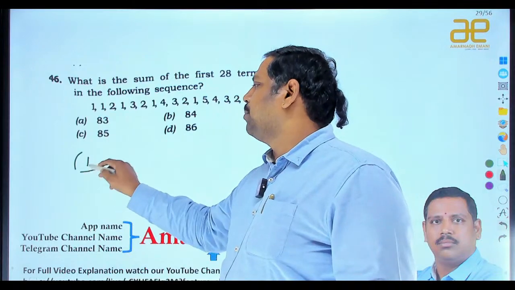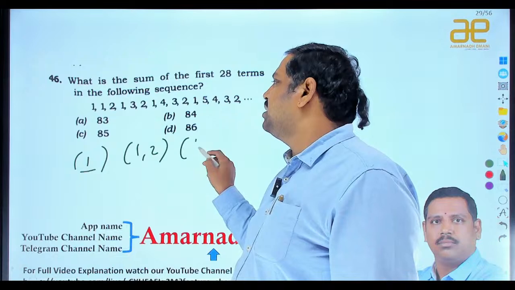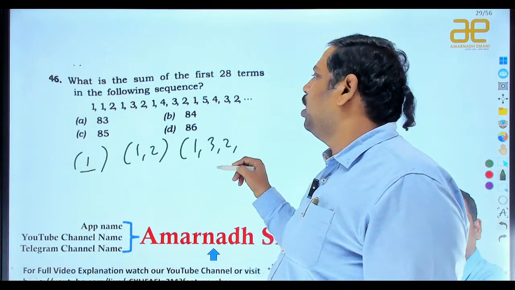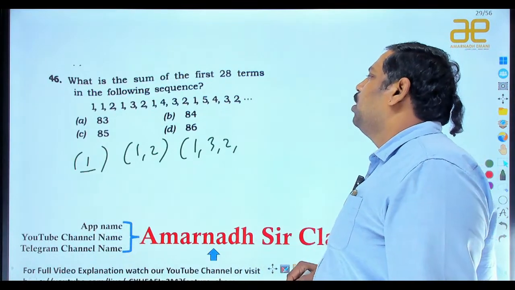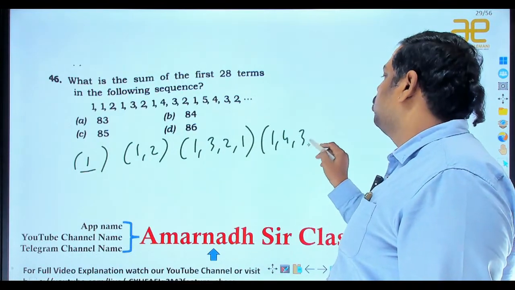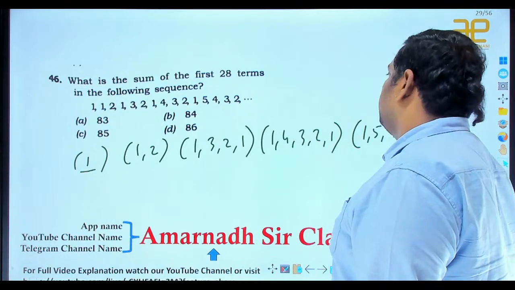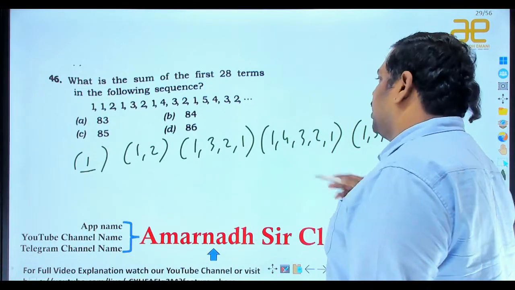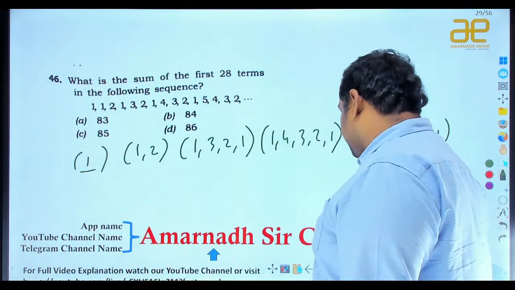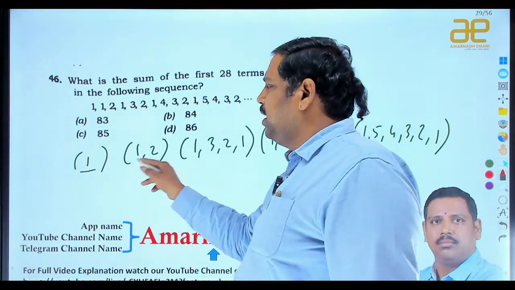Next one, I'm keeping it in brackets: 1, 2, second set. Third set, 1, 3, 2, 1. Next set, 1, 4, 3, 2, 1. Next set, 1, 5, 4, 3, 2, 1, and so on, right? So the next one.